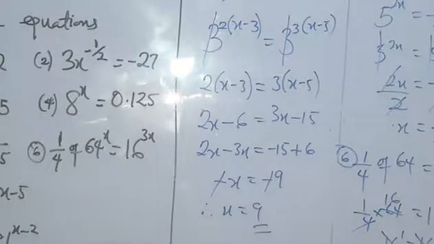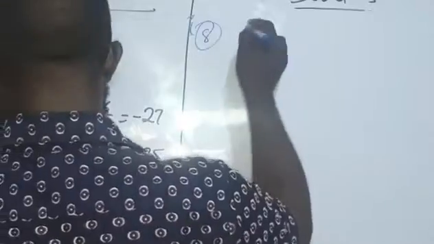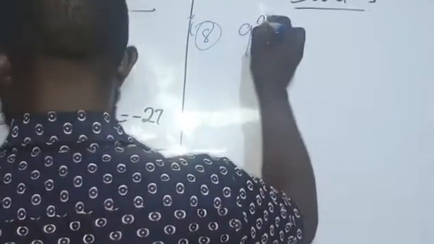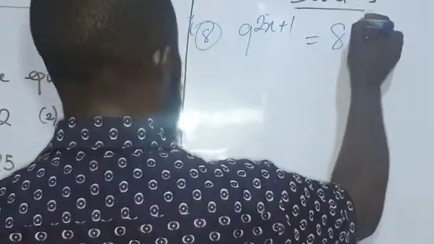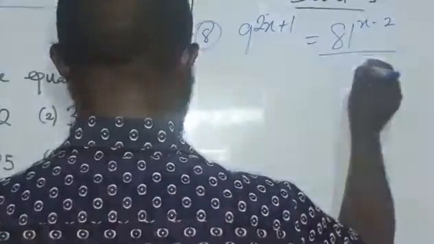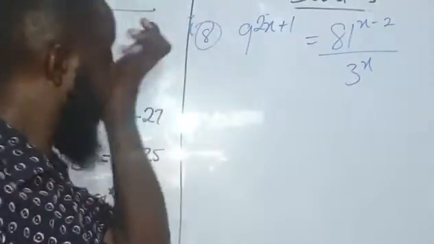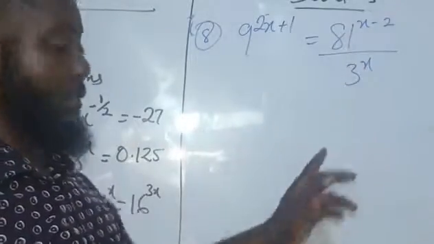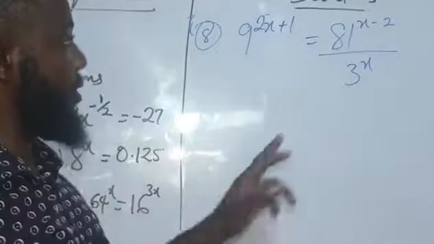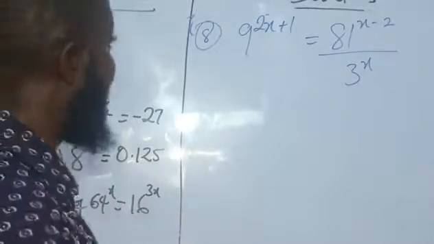So we then move to the last one here, which is question number 8. We have 9 raised to 2x plus 1 equals 81 raised to x minus 2, divided by 3 raised to x. From what you have here, you notice this is 9, this is 81, this is 3. So the first thing is to take everything to the smallest base that we have, which is 3.